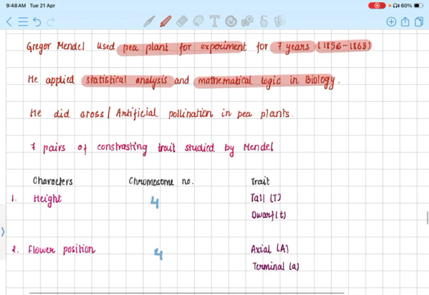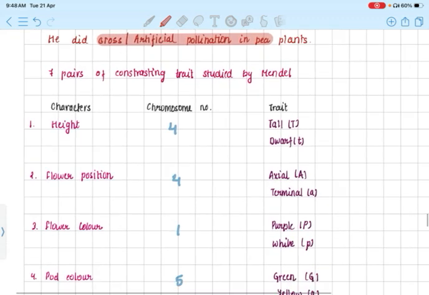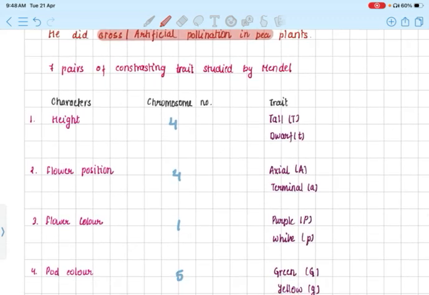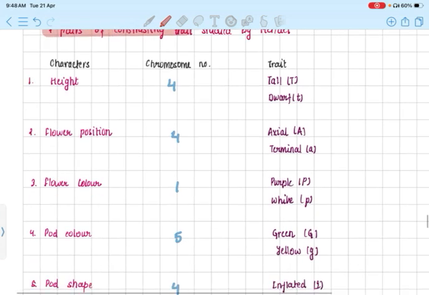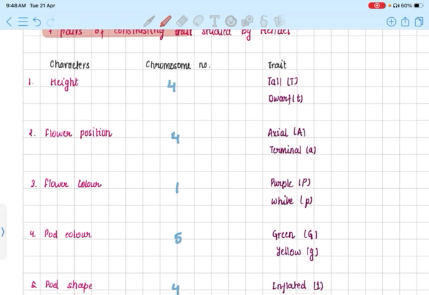He did cross pollination, or artificial pollination, in the pea plant. As you all know, the pea plant is generally a self pollinating plant naturally. But Mendel did cross pollination in his experiment. So Mendel used seven pairs of contrasting characters, which he studied in his experiment. So the first character was plant height.